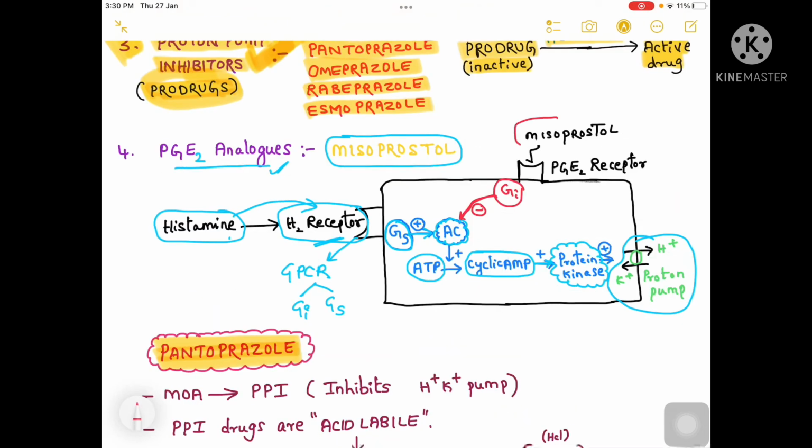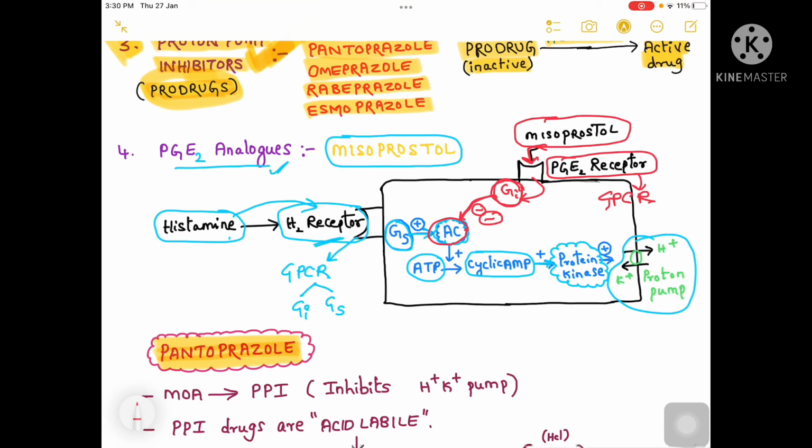Coming to the misoprostol, this misoprostol is a PGE2 analog. So this misoprostol goes and binds with the PGE2 receptor. This PGE2 receptor is also an example of a G protein coupled receptor, that is the GPCR. So when the misoprostol comes and binds with the PGE2 receptor, this time the Gi portion of the G protein coupled receptor will activate. When the Gi portion of the GPCR gets activated, it inhibits the activation of the adenyl cyclase.